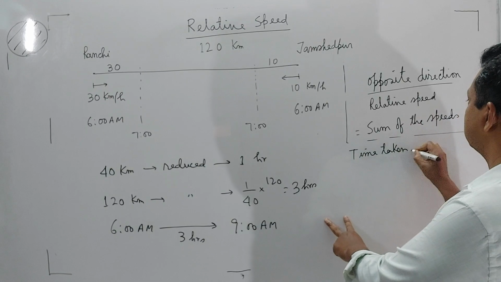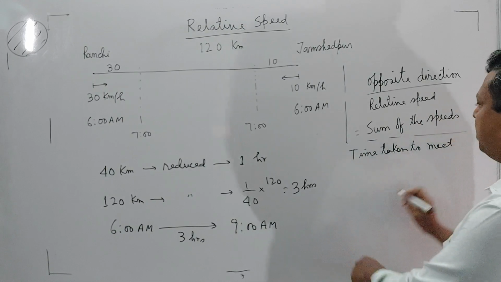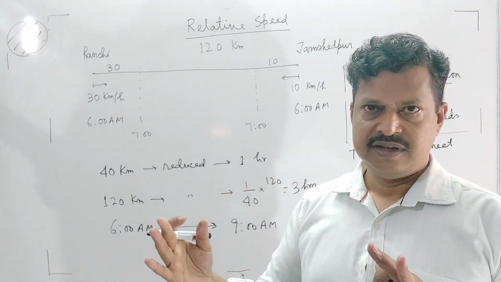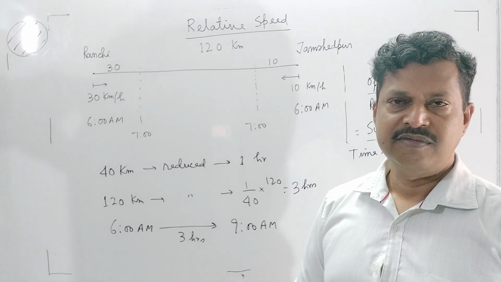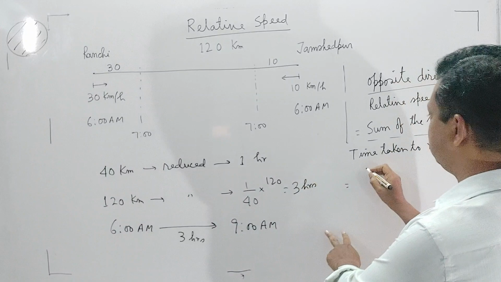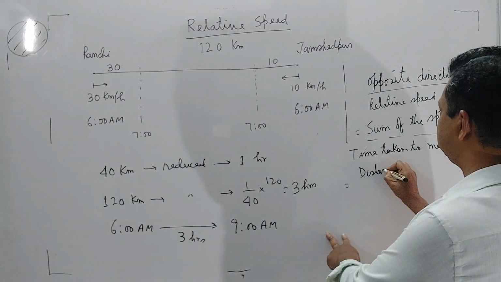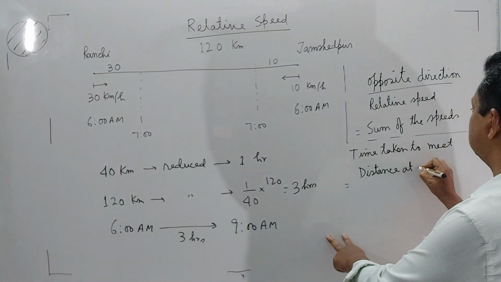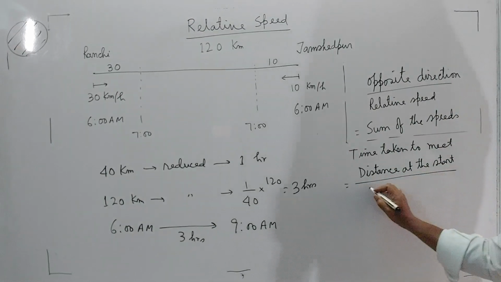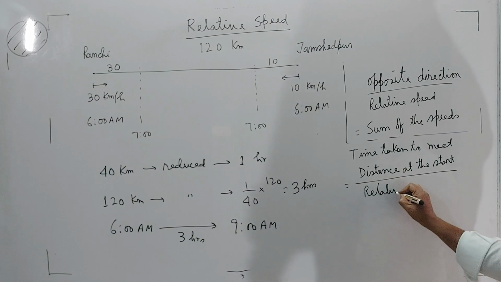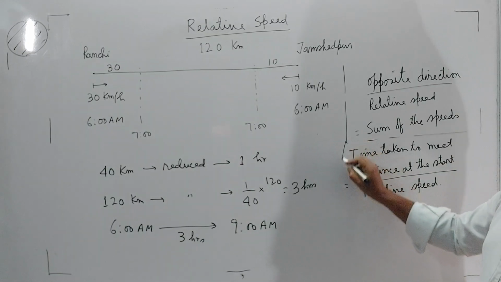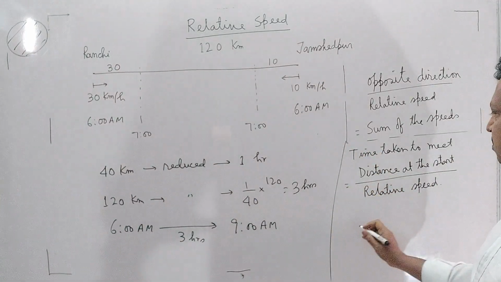Time taken to meet will be distance at the start divided by the relative speed. Fine. So at the start, what is the distance? That is 120 kilometer divided by the relative speed. So distance at the start divided by relative speed. But please remember, this is subject to a condition.